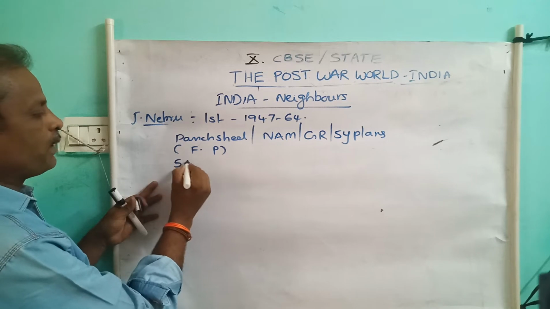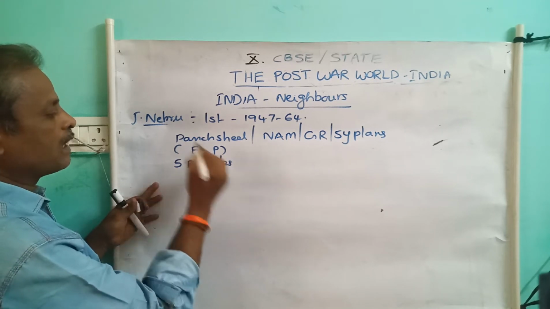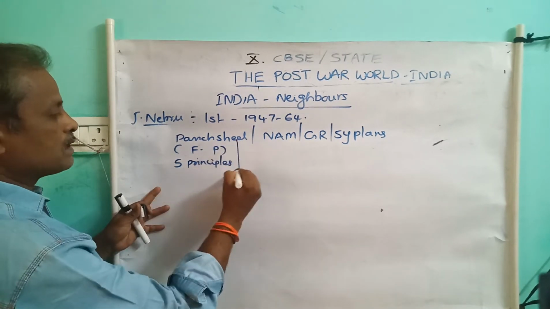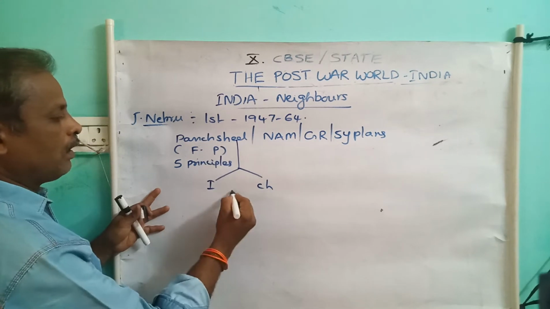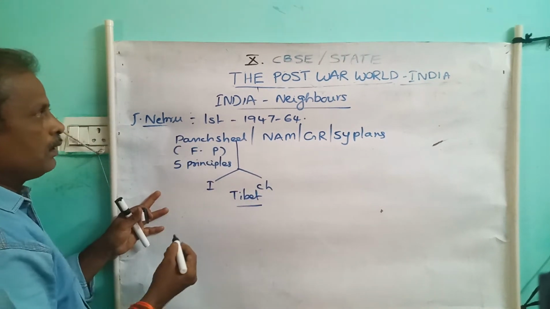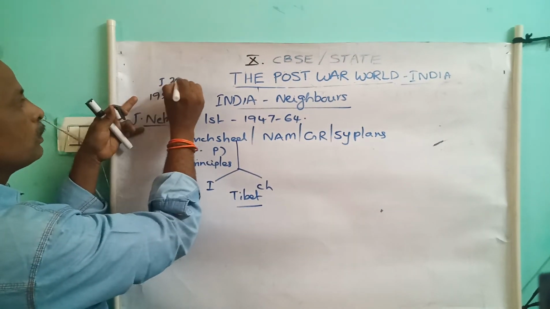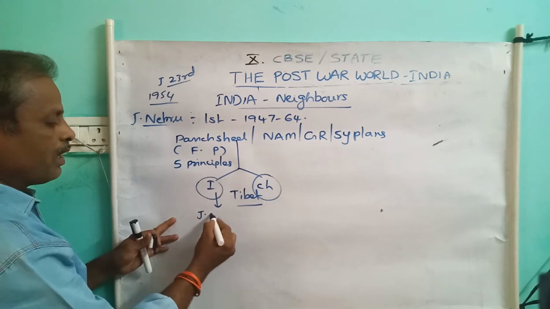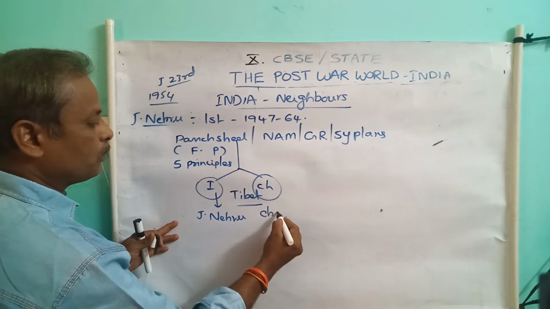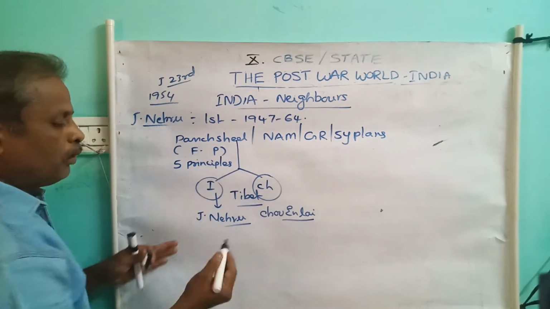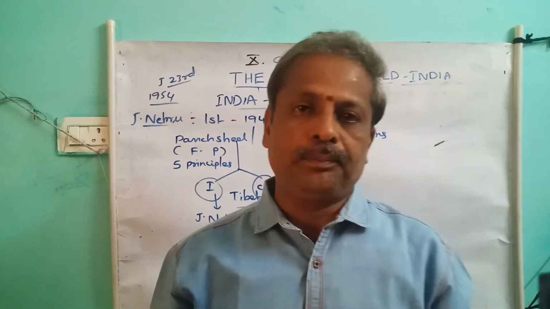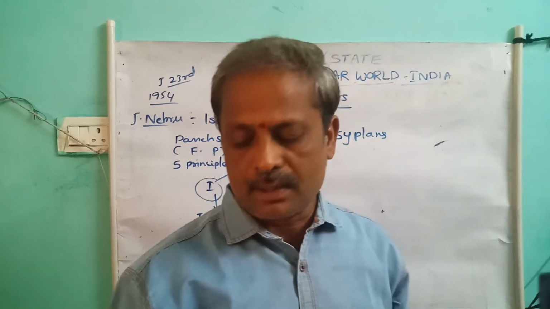Panchsheel, a 5 principles agreement made between India and China on the issue of Tibet, is termed as Panchsheel. In the year 1954, June 23rd, the two leaders signed this agreement. Who were the two leaders? From the India side, Jawaharlal Nehru, and from the China side, Chow En-lai. Both Prime Ministers signed this agreement, Panchsheel. So what are the important 5 principles and what was the agreement?